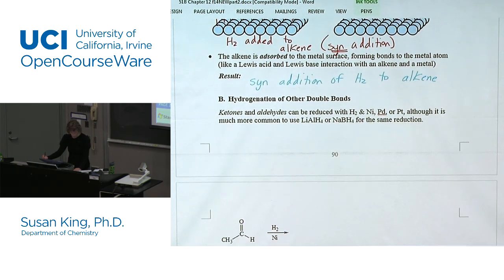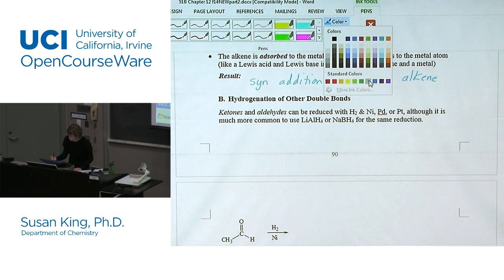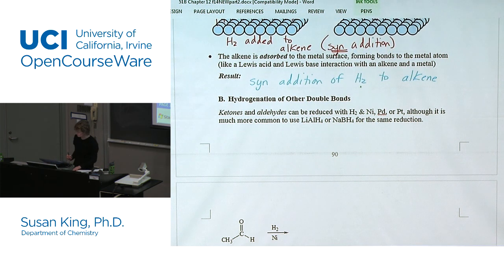Let's talk about hydrogenation of other double bonds. So ketones and aldehydes can be reduced with H2 and nickel, palladium, or platinum, although it is much more common to use lithium aluminum hydride or sodium borohydride for the same reduction. So we're not going to use this very often. More common.